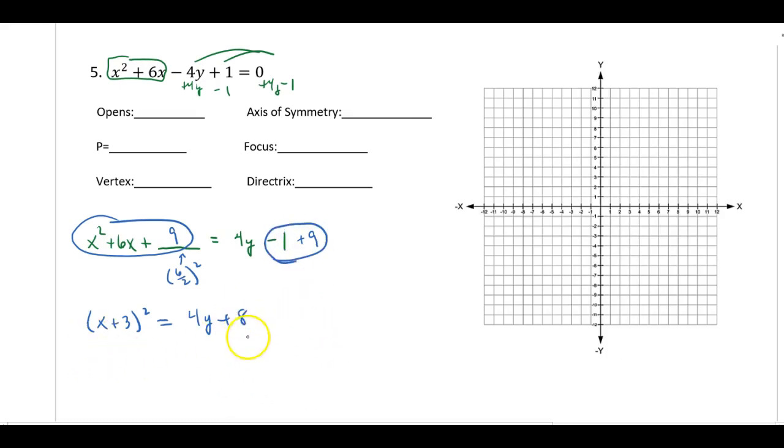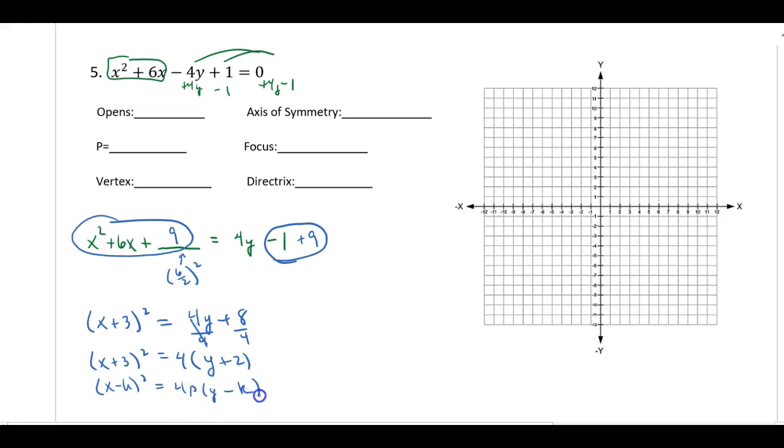Now this is good, but I can't see or visualize what 4p is. So here's what I do. What number can 4 and 8 both be divided by? What's the largest number? That is 4. So I'm going to pull that 4 out, and I'm going to divide each of these by 4. And that leaves me with y plus 2. Now if you look, I have this in the form that we were just talking about.